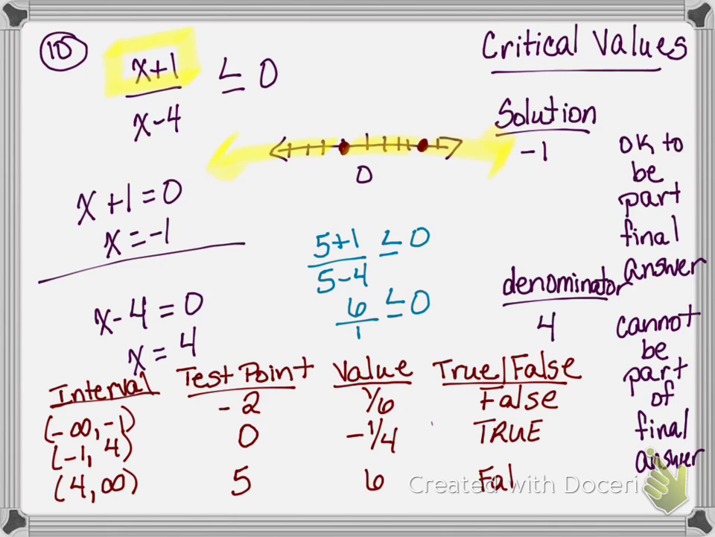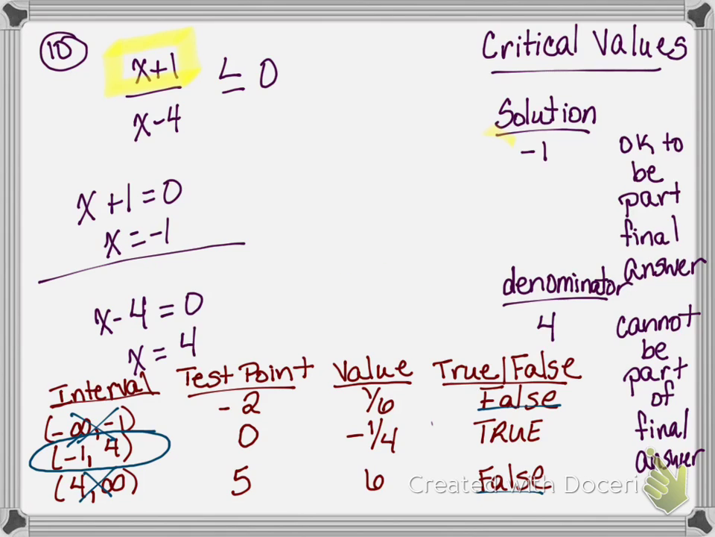So what that means is both of these, the two intervals where I get the false statements, I can go ahead and mark those out because neither one of those intervals is going to be part of my solution. Only this negative 1 and positive 4 interval. So I'm going to need to erase just a little bit of this so that we can get my final answer here.